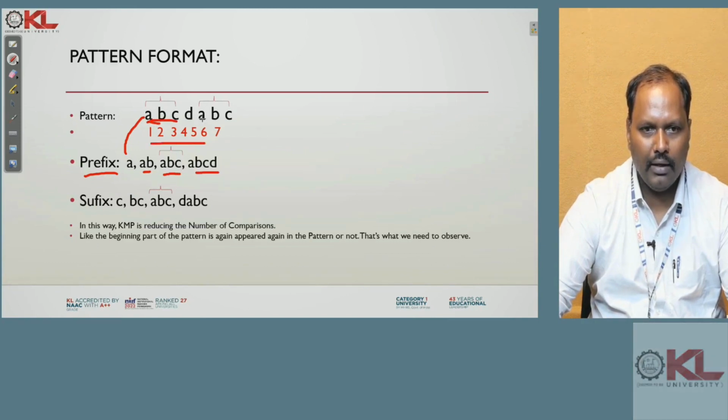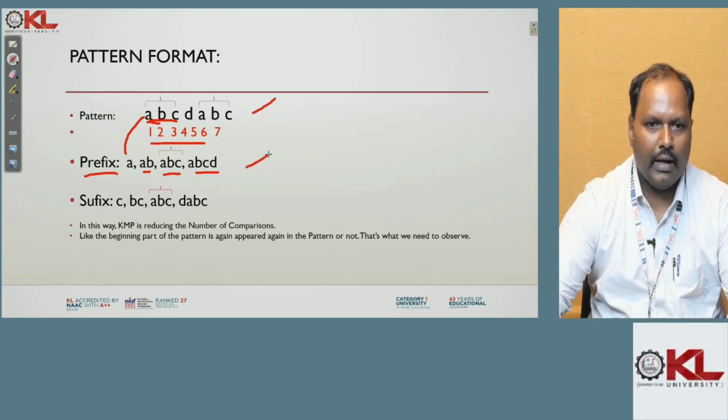And after that, A is a single letter that already came, AB is the two-letter data that also came, and the three-letter data ABC also came. That means in the entire pattern, these are the prefix values, going from start to end in the forward direction.